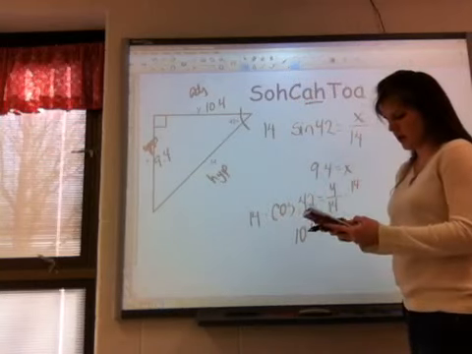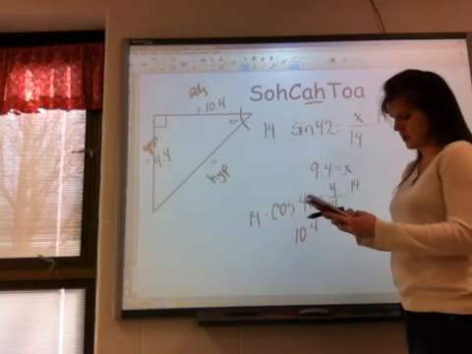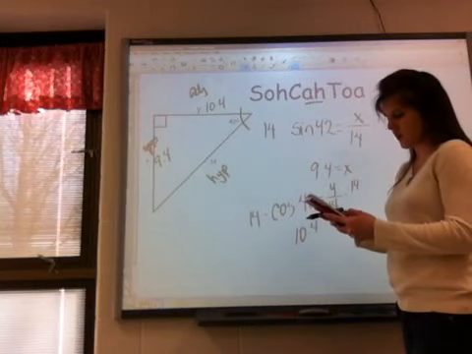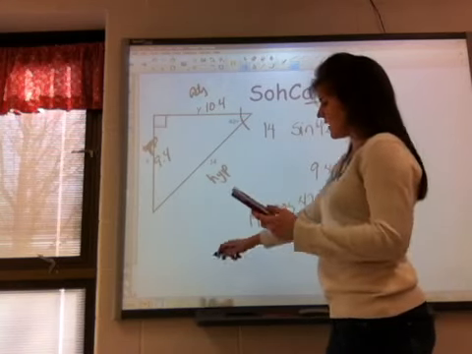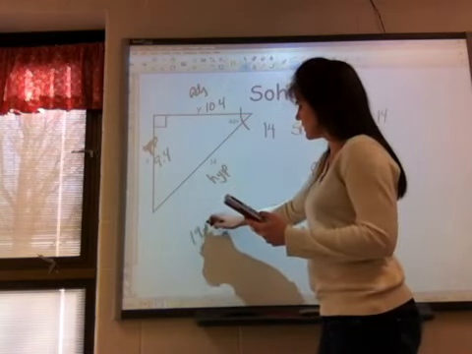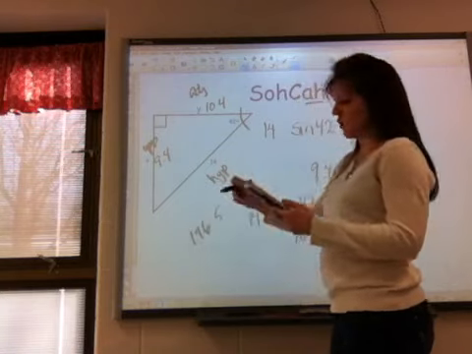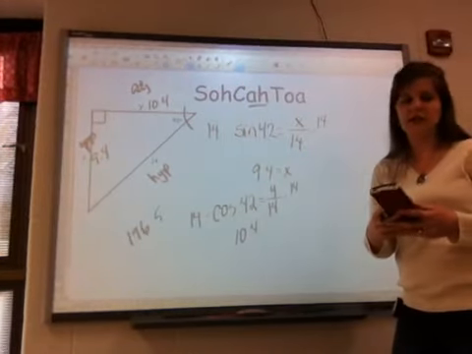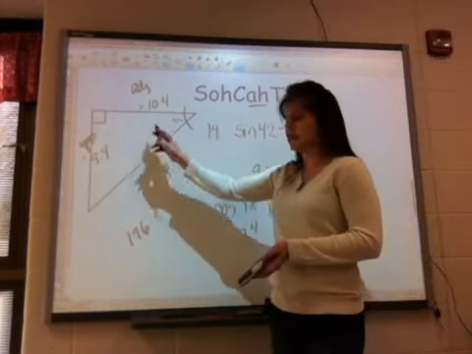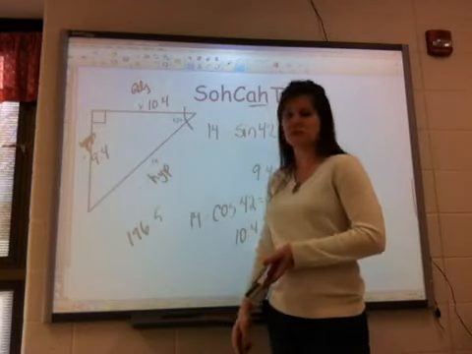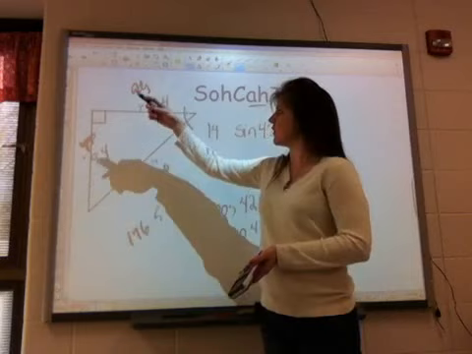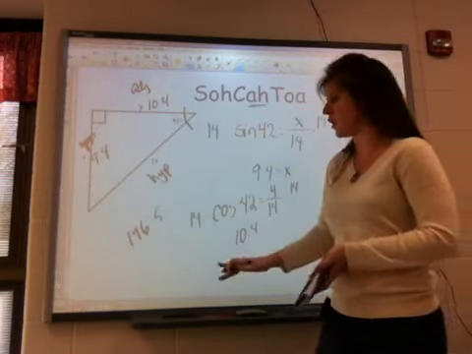Okay, so I'm going to check: 9.4 squared plus 10.4 squared is 196.5. We know that 14 squared is 196. So once again, it's off just a little tiny bit because we rounded. So my answer is 9.4 for x and 10.4 for y.